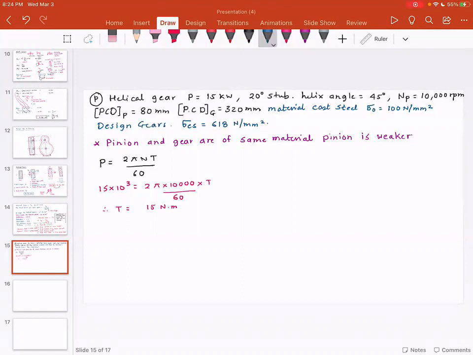Now we want to find the tangential load on the pinion, which is Wt, equal to torque divided by the diameter of the pinion divided by 2. So torque is equal to 15.